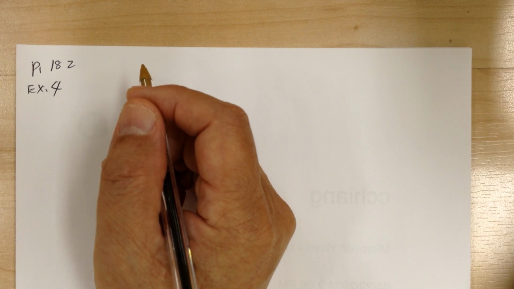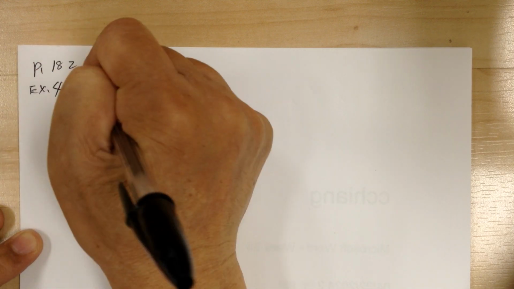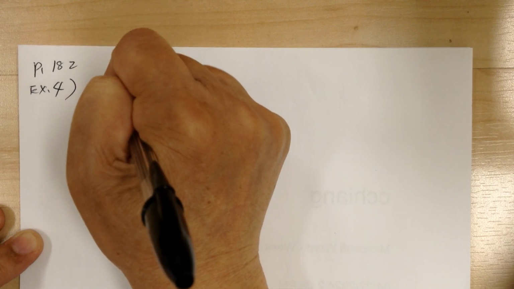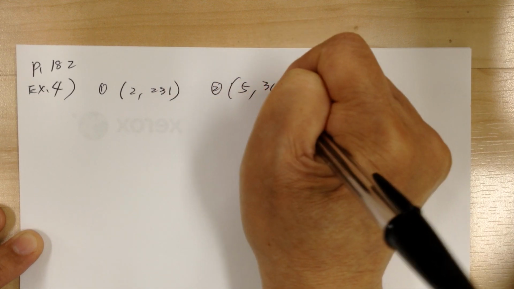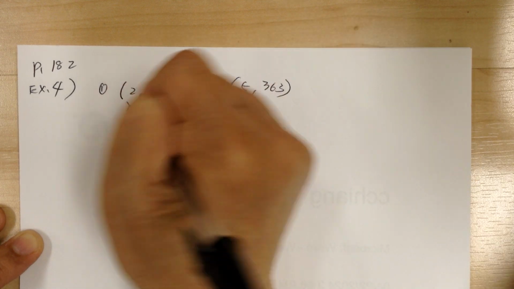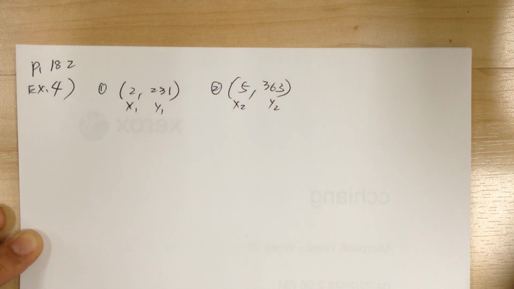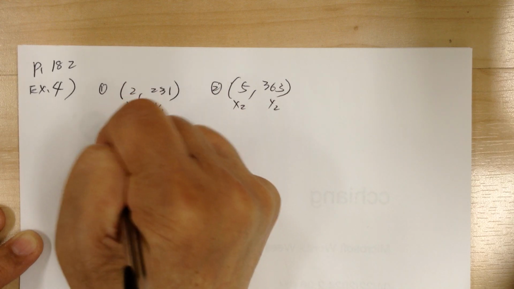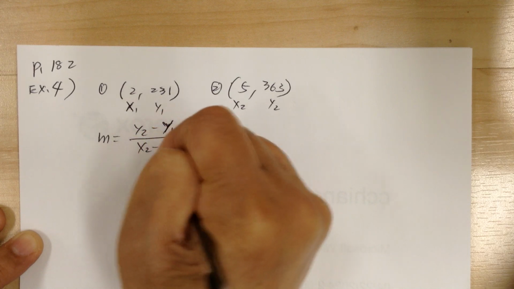You have 2 points. The first point is at (2, 231), and the second point is at (5, 363). That's your x1, y1 and that's your x2, y2. First we're going to find the slope. Slope equals y2 minus y1 over x2 minus x1.